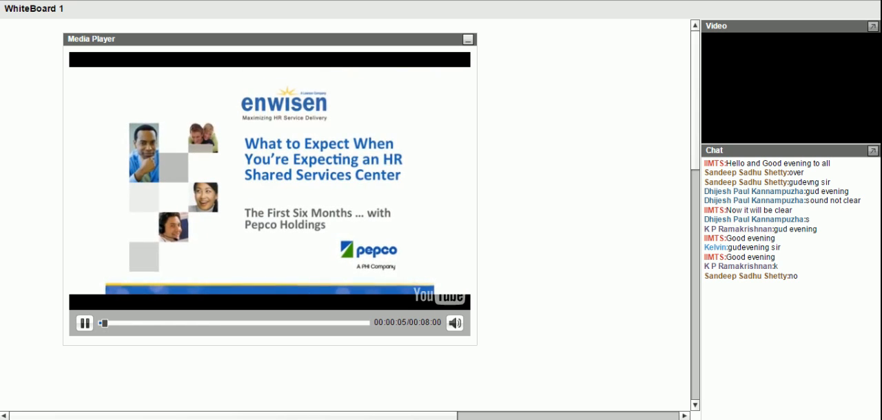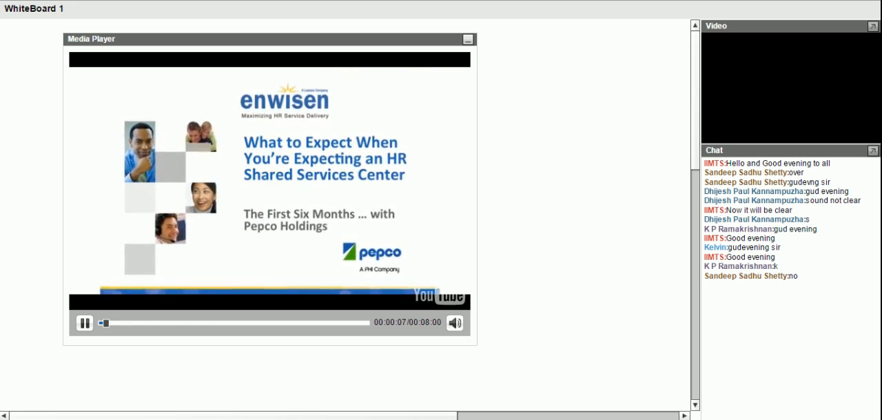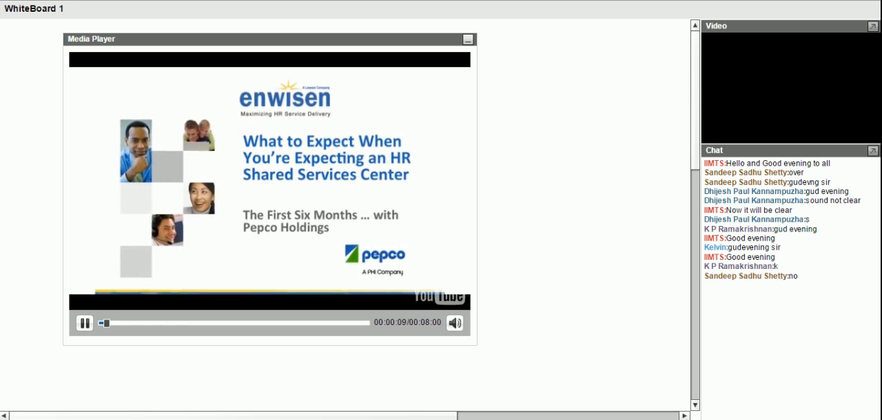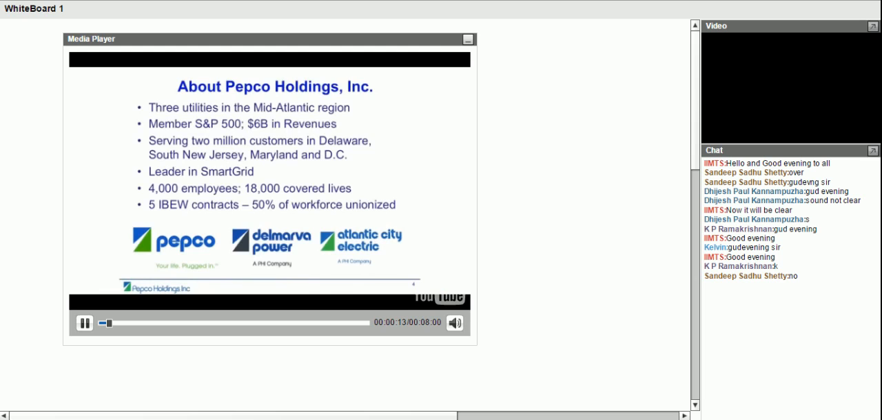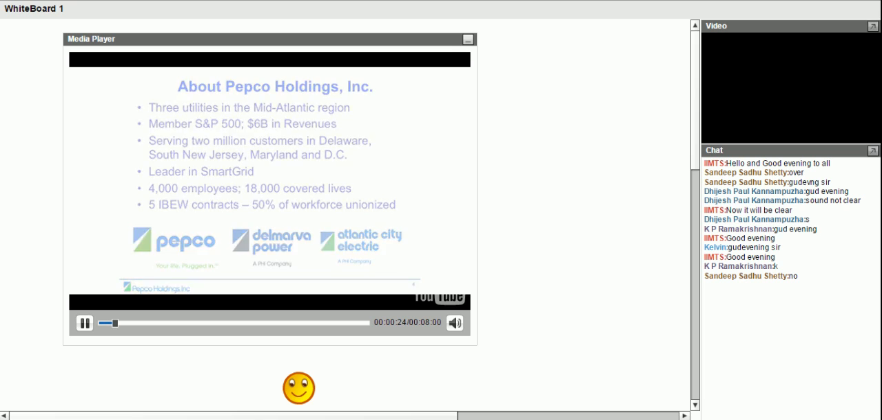When it comes to meeting the HR service delivery needs of the workforce, a large, complex organization such as Pepco Holdings can experience challenges. Pepco's parent company, PHI, is made up of 3 utilities. PHI is a member of the Standard & Poor's 500, with $6 billion in revenue and serves over 2 million customers in the Mid-Atlantic region.